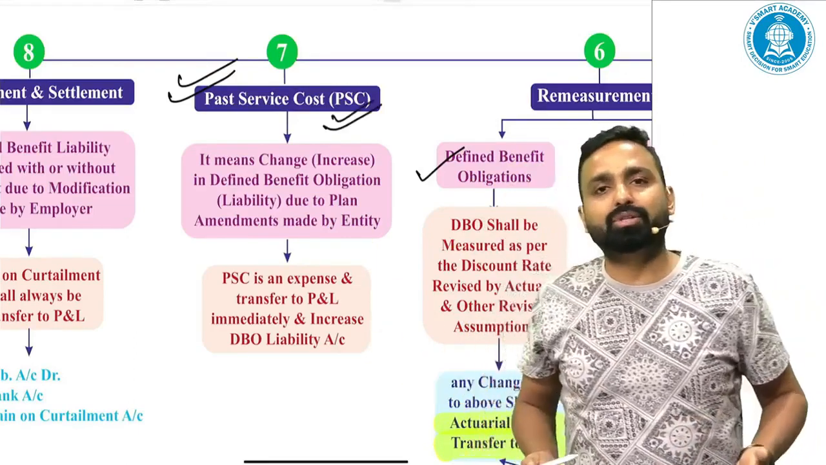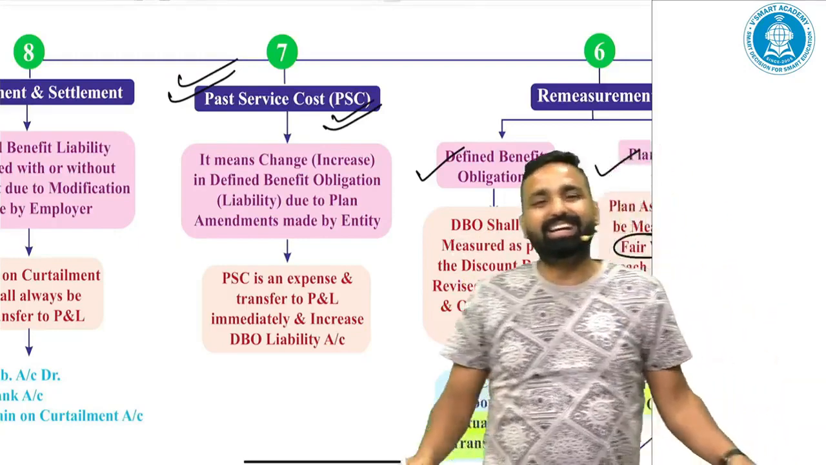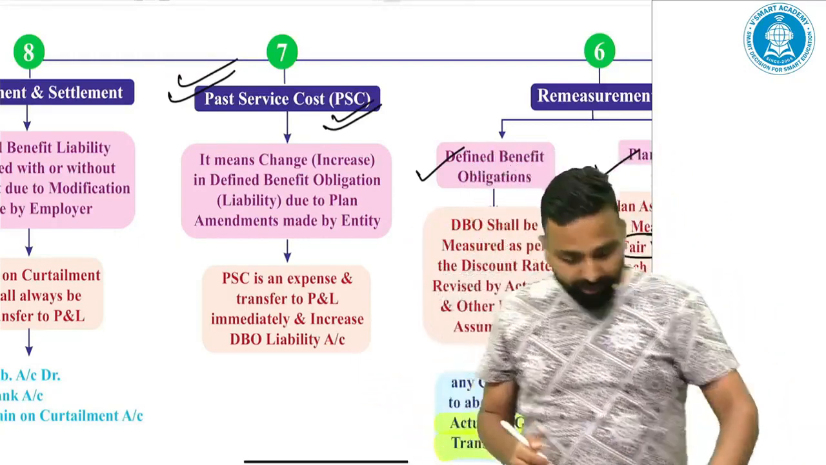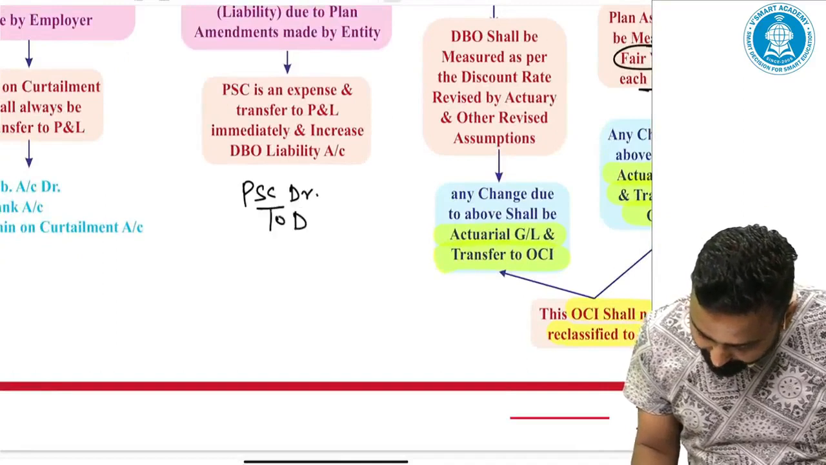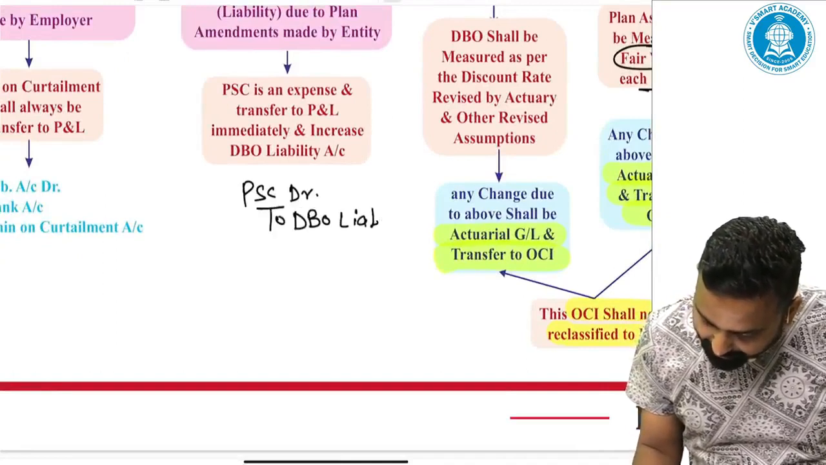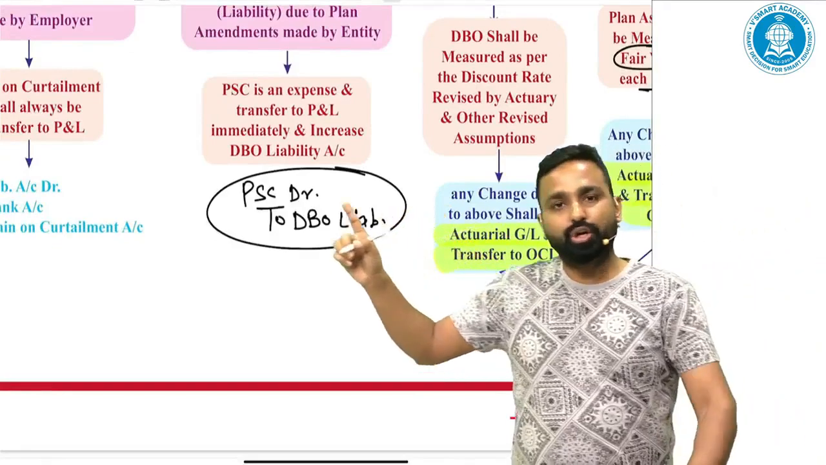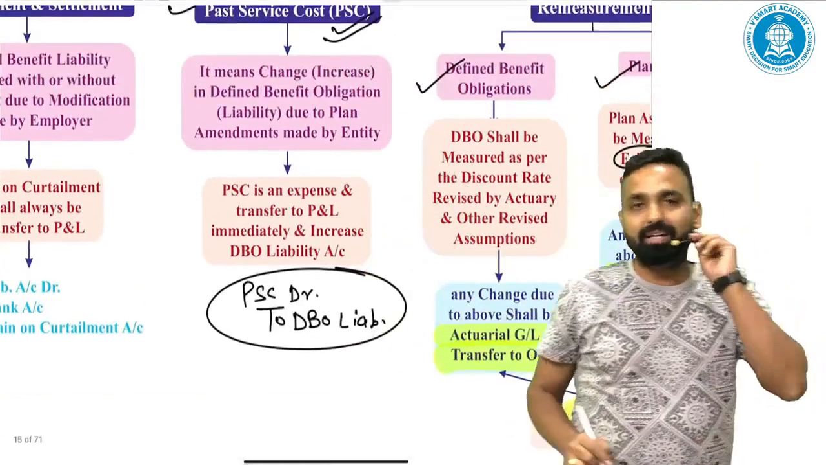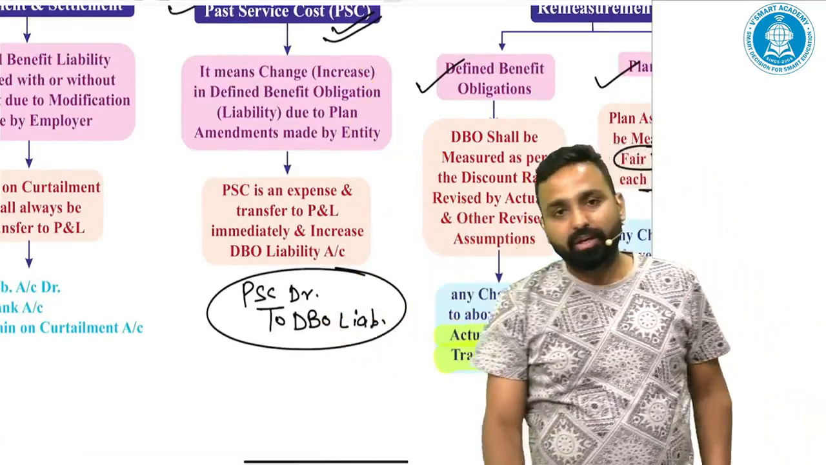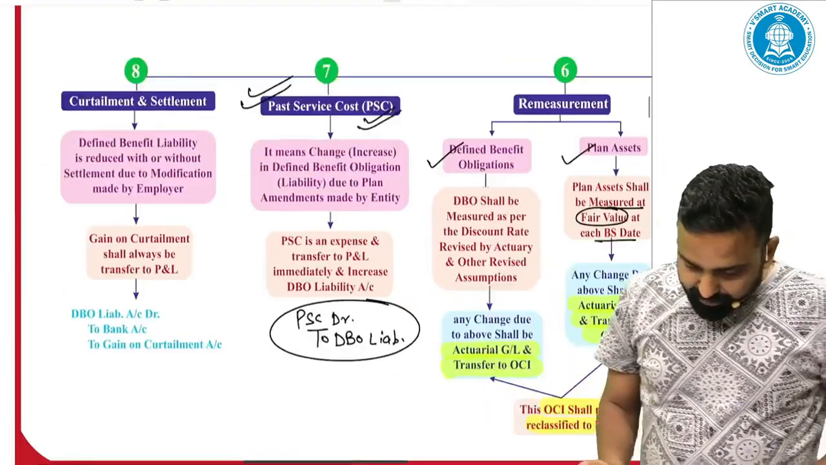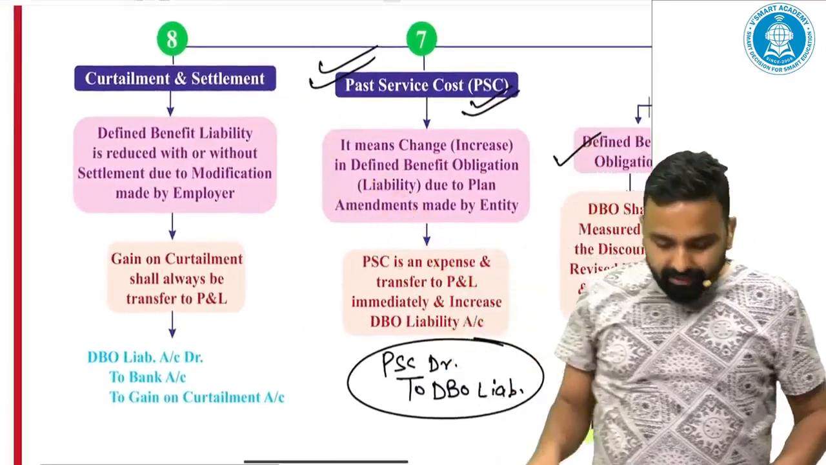Now what will you do with the past service cost? Past service cost is entirely treated as an expense today. So what is the journal entry? Past service cost debit, to defined benefit obligation liability. So past service cost also you have to book as a liability. Guys, are you understanding or not? So you have to book the past service cost as a liability. Okay, simple.